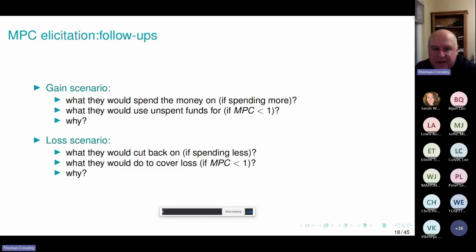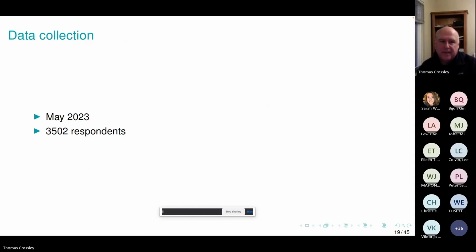In the loss scenario, if they indicated they would spend less, we asked them what they would cut back on. If the amount they said they would cut back indicated an MPC less than 1, we asked them what else they would do to cover the loss. And again, in both cases, we asked them why. So those are the whats and the whys.